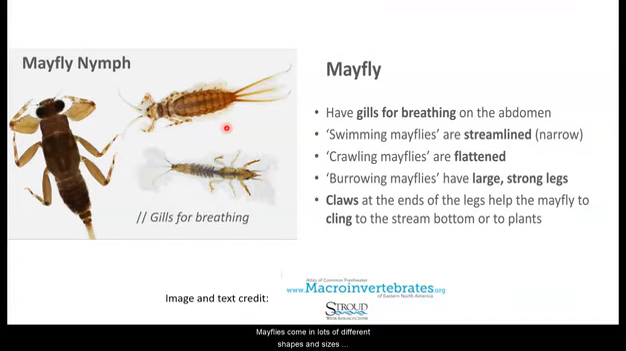The mayflies come in lots of different shapes and sizes depending on how they move around. Swimming mayflies have a narrow body, like this one here. Crawling mayflies have a very flat body. And burrowing mayflies have large, strong legs. So you can think about how each of those different body adaptations may help the mayfly to be successful in its environment.